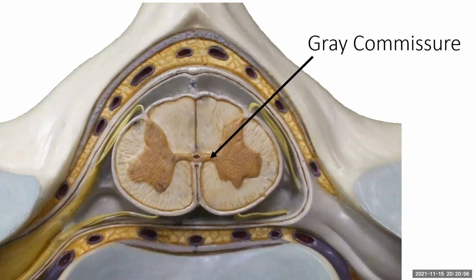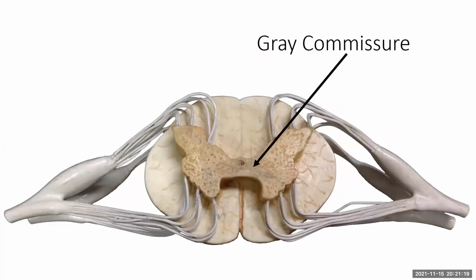And then we have our gray commissure. Remember, commissural fibers cross over the midline. So in this case, the gray commissure contains unmyelinated axons that are going to cross from the left side of the body to the right side of the body and vice versa. That is the gray commissure. And here you can see it in this model here.